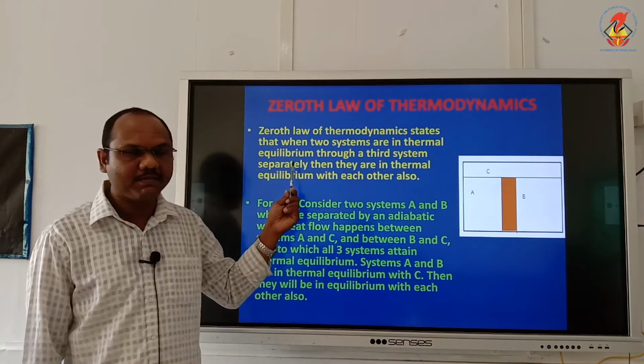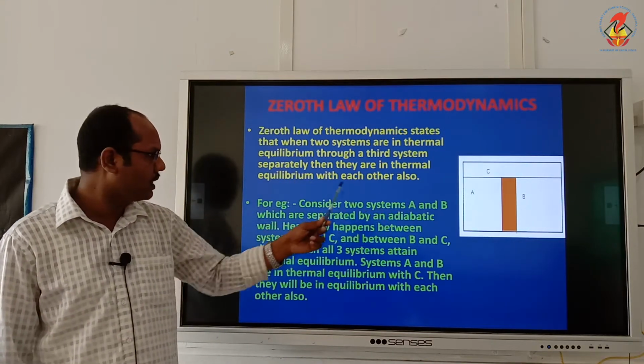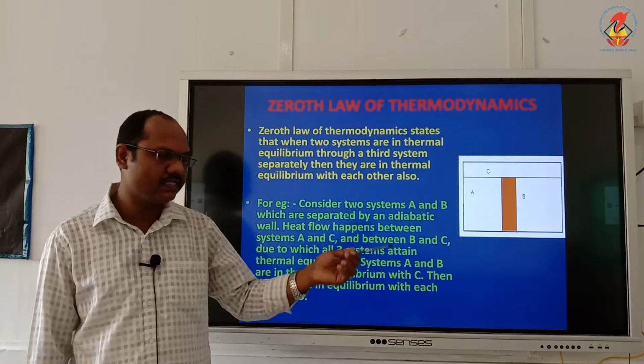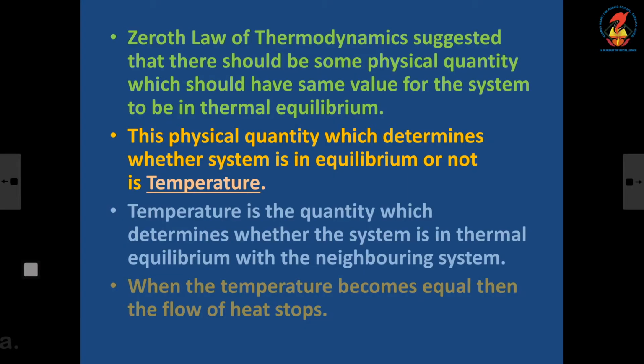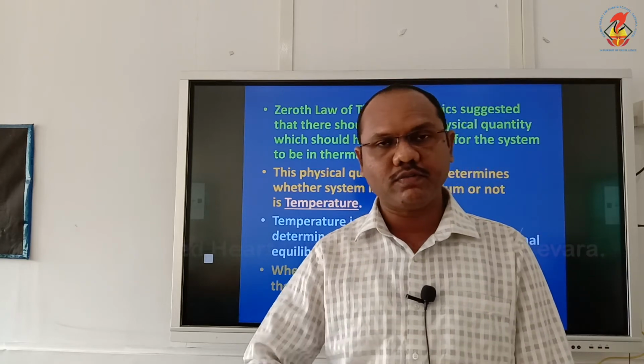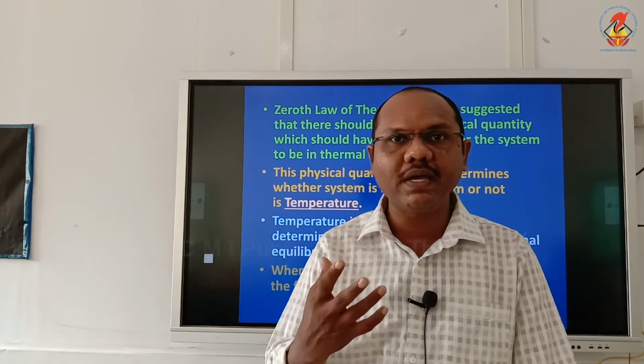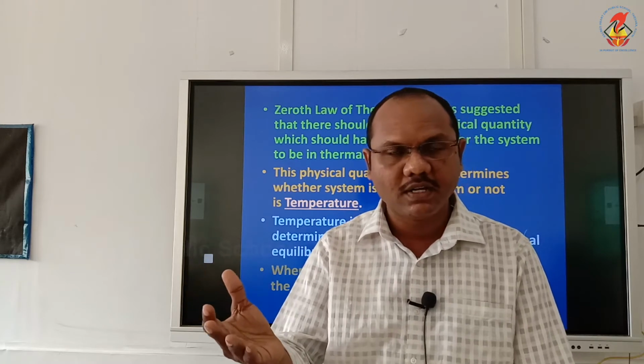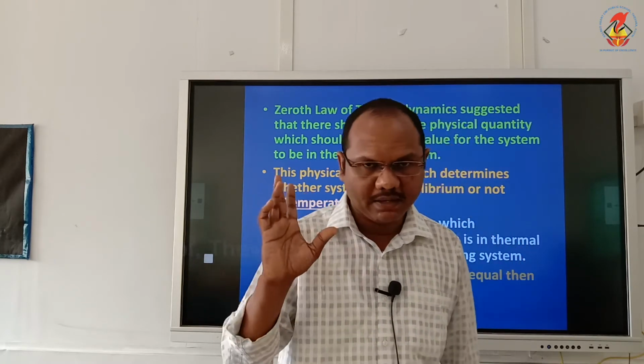So you can write the statement, and you have to draw that figure and write the example with the system. The zeroth law of thermodynamics suggests that there should be some physical quantity which should have the same value for the systems to be in thermal equilibrium. That physical quantity is temperature. So to be in thermal equilibrium, there should be a physical quantity which is in common. That physical quantity will be temperature.